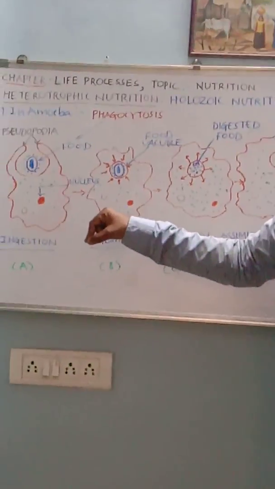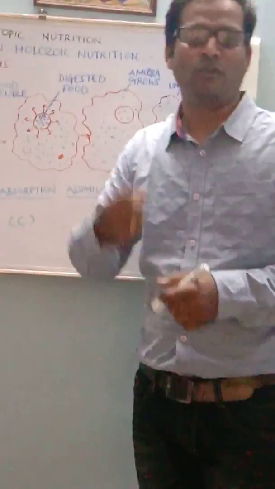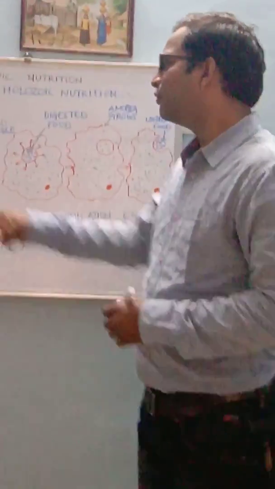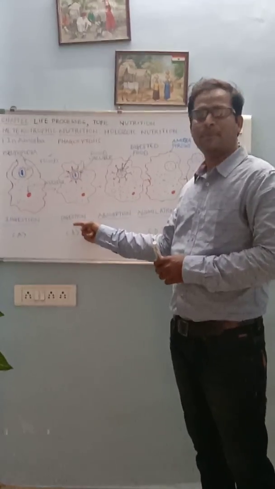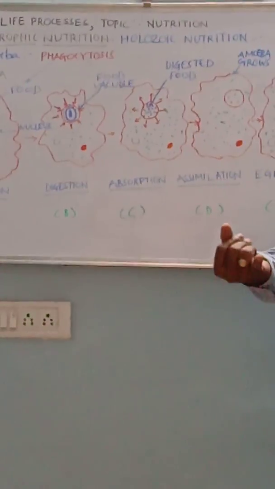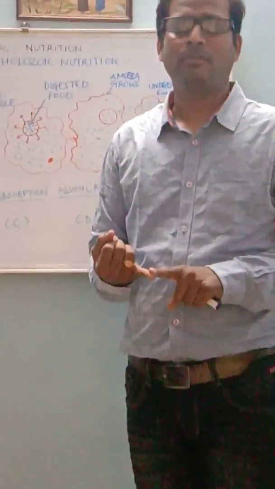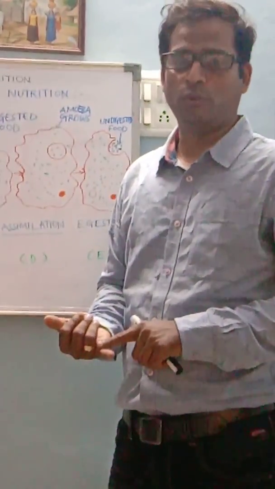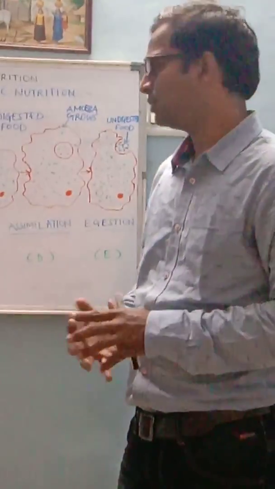And in amoeba, this process can also be called as phagocytosis. Swallowing food or engulfing food is called as phagocytosis. Now once that food enters in the body of amoeba, the next step or the second step is digestion. Now what is this digestion? Digestion is nothing but breakdown of a complex food into simple food by the action of enzymes. I repeat, digestion is nothing but breakdown of complex food into simple food by the action of enzymes.